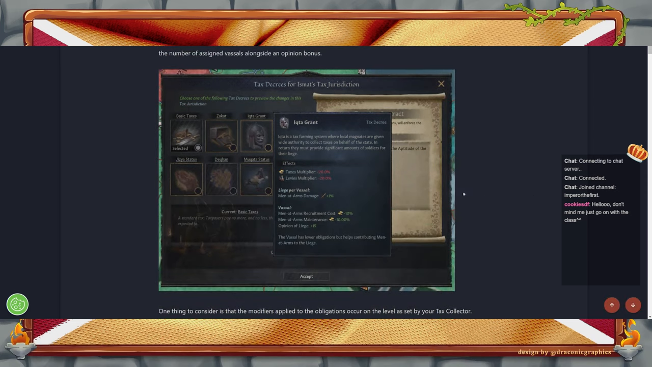Alright, okay. So, a tax farming system where local magnates are given wide authority to collect taxes on behalf of the state. In return, they must provide significant amounts of soldiers for their liege. So, they give you less money, but they should give you more men, which, from the flavor text, it sounds like they must provide significant amounts of soldiers for their liege. But here, you get a levies multiplier of minus 20%.